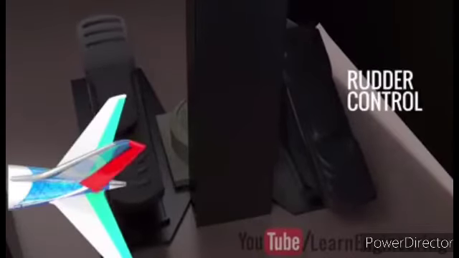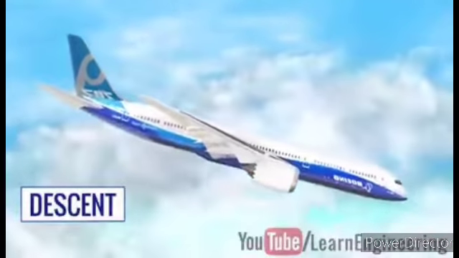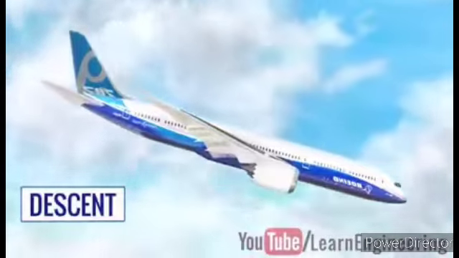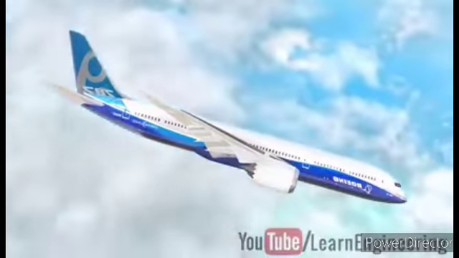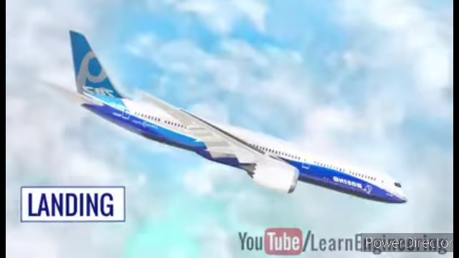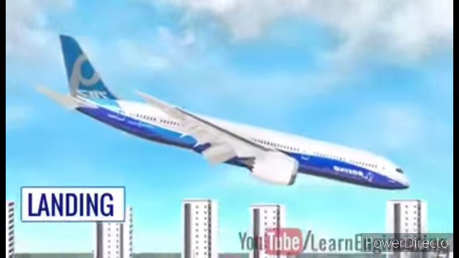To descend the airplane, what pilots do is decrease the engine's thrust and keep the nose of the airplane down. You can see this is exactly the opposite of the climb operation. As the airplane loses speed, it gets ready for landing. At this stage, the flaps and slats are activated again. These devices also increase the drag.